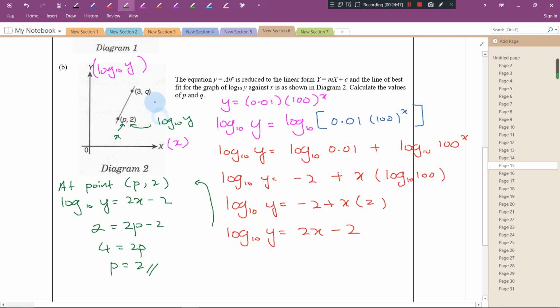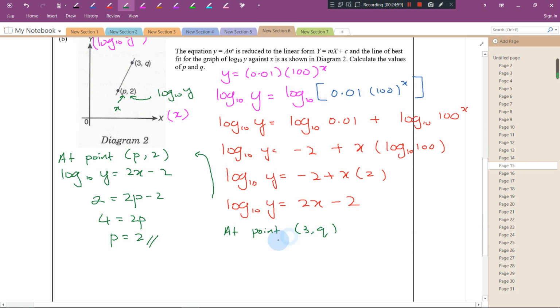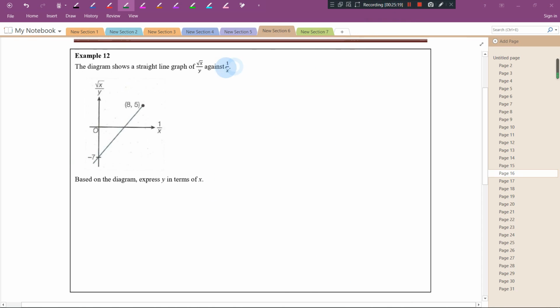Okay, so we do the same thing for the next, when we want to get the value of q. At point 3, q. This is q. 2x, which is 3, minus 2. So q is equal to 6 minus 2. Q is equal to 4. Okay, so we got the value of P and Q. Okay, let's try last one.